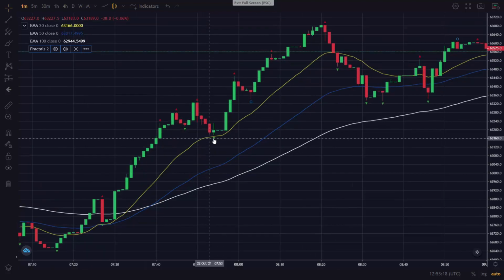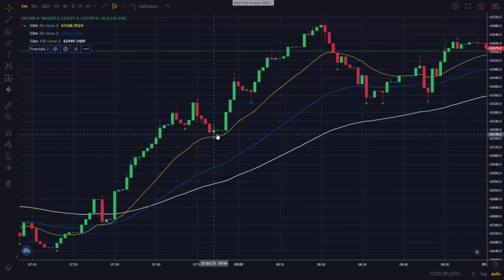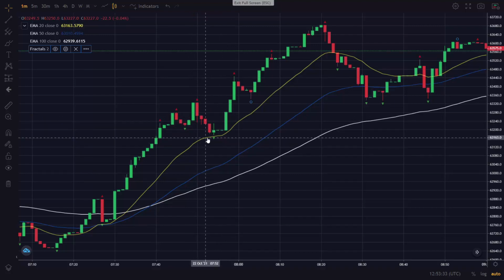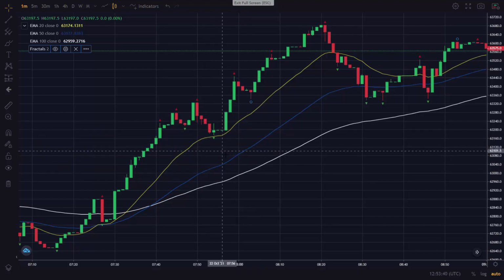So as you can see, we do have a Williams fractal indicator signal here. But before that, we also need to confirm a pullback into this exponential moving average. So we do check for a pullback either onto the 20 period exponential moving average or the 50 period exponential moving average.